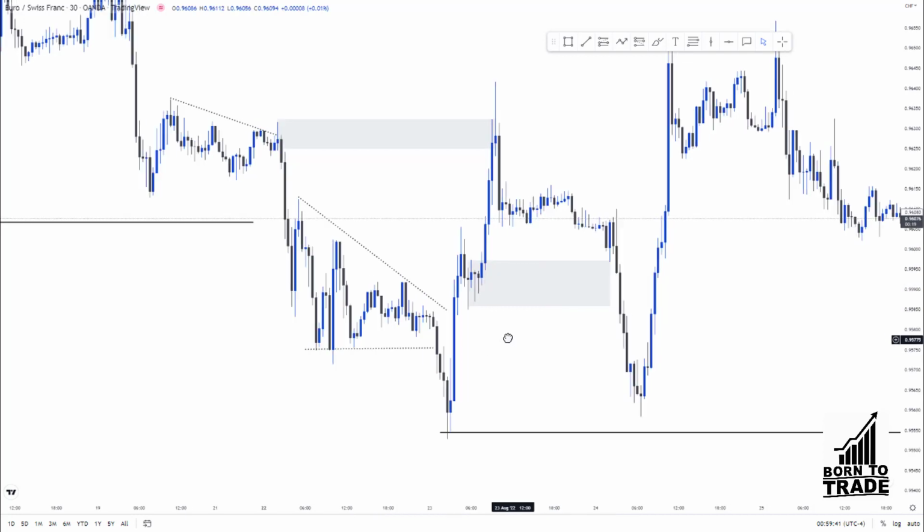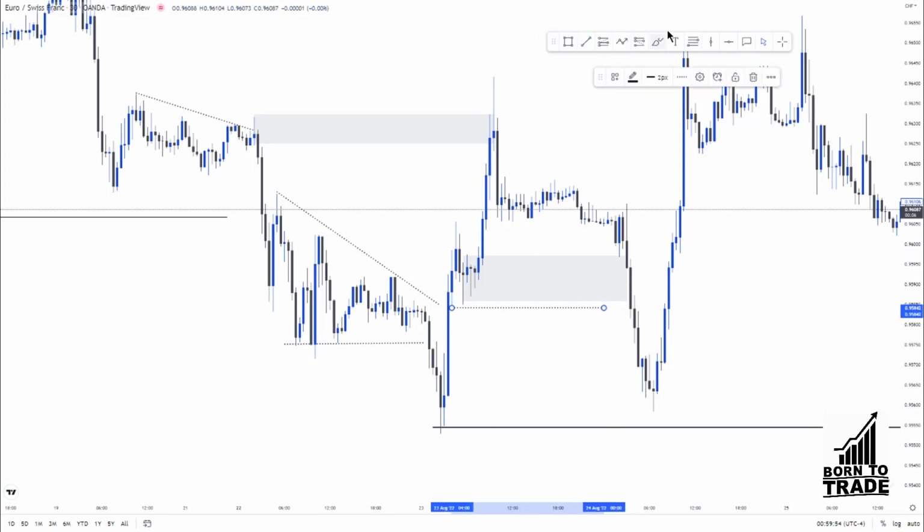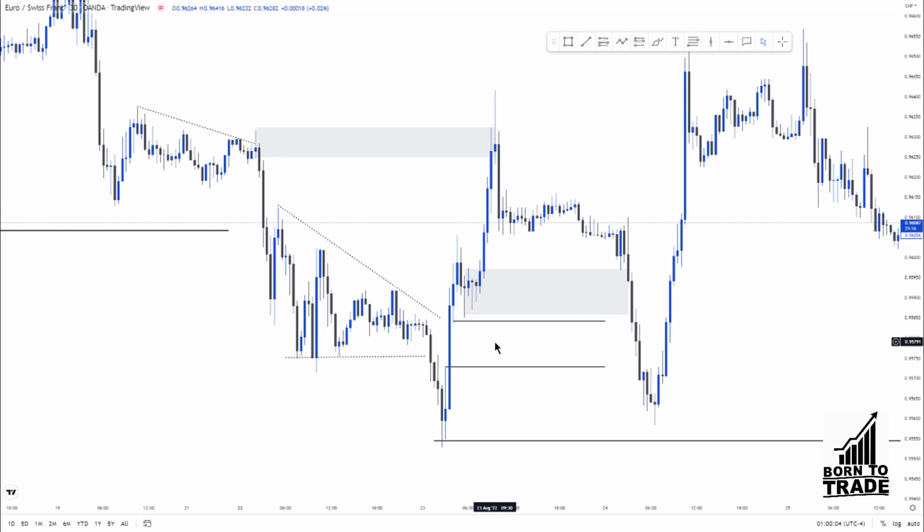But what you need to understand, one thing that makes this zone invalid, is that we have an imbalance that needs to be filled right here. We have a 30 minutes imbalance that needs to be filled. So this imbalance resting right here has totally violated this zone. I hope you can see that.